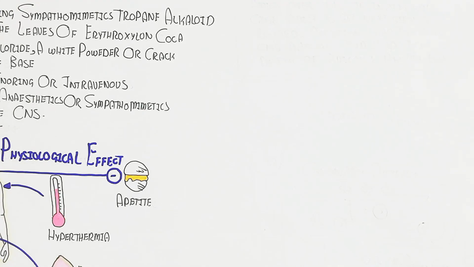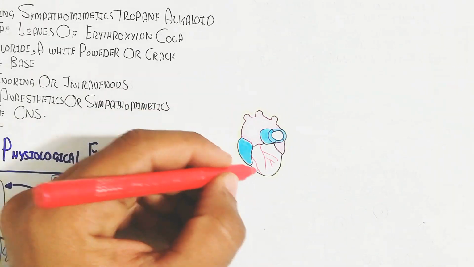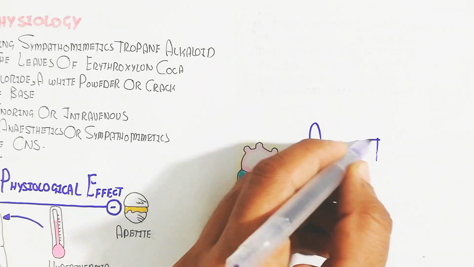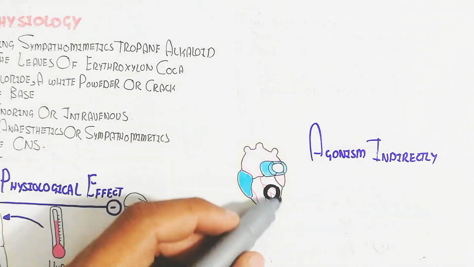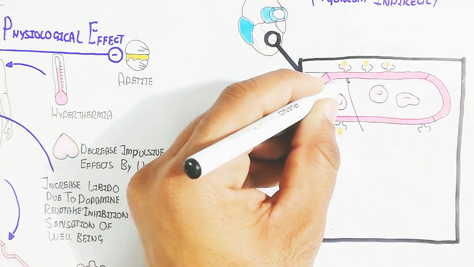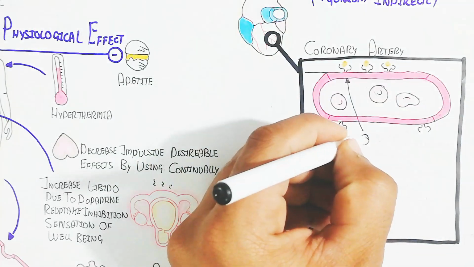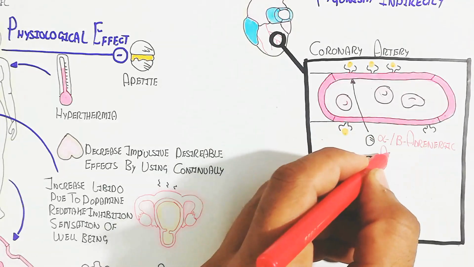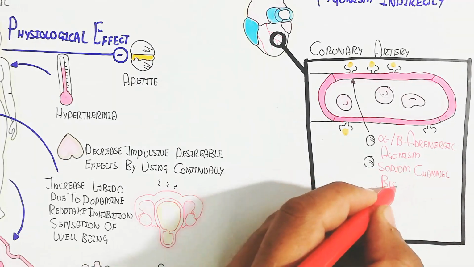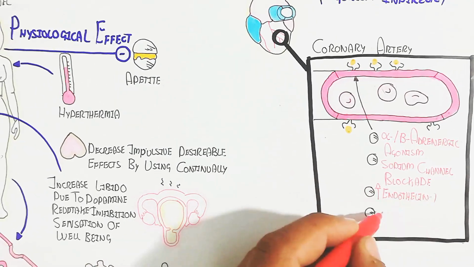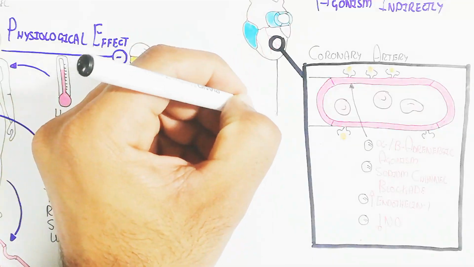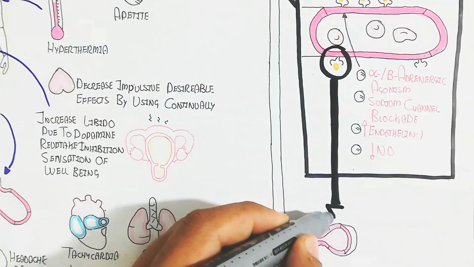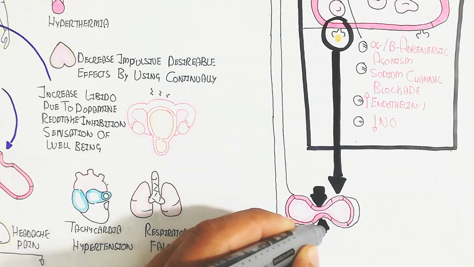Let's understand further the indirect agonism, not direct but indirect. The agonist, which is cocaine, will bind with a specific receptor in the coronary artery. The receptor can be alpha or beta adrenergic, with agonism and sodium channel blockade. Endothelin-1 will be increased and nitric oxide will be decreased due to this process. All these things lead to vasoconstriction, but this vasoconstriction causes many problems, as we will discuss now.